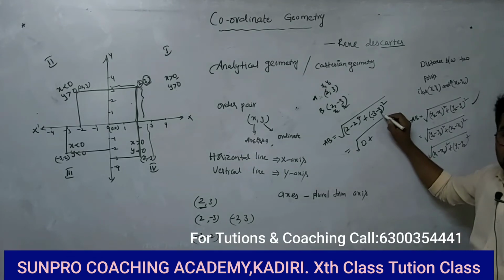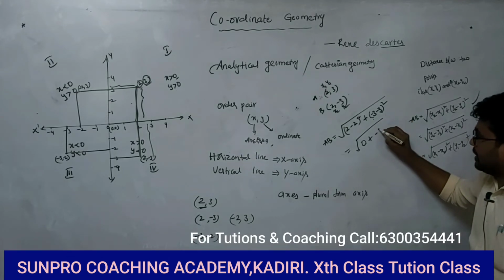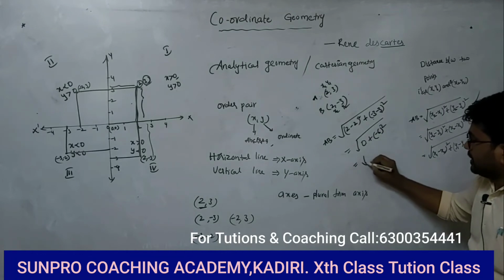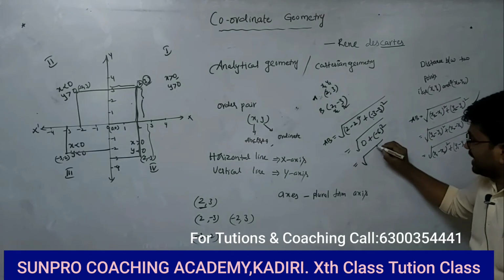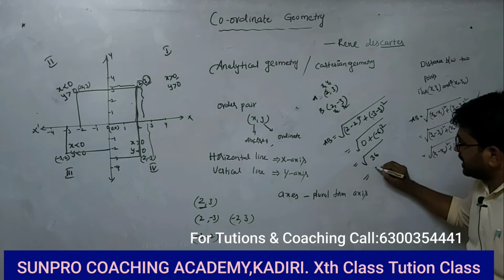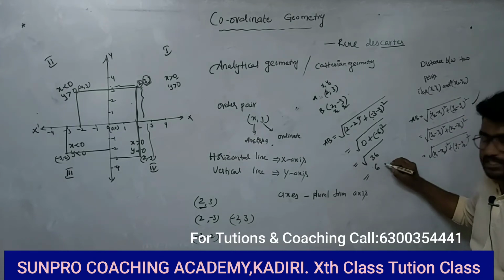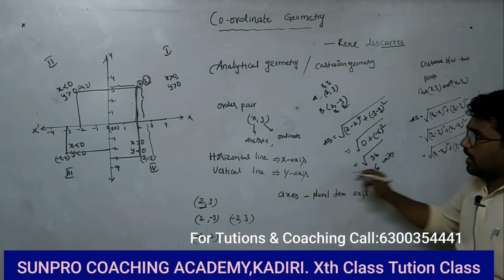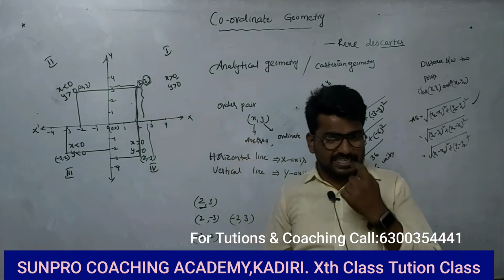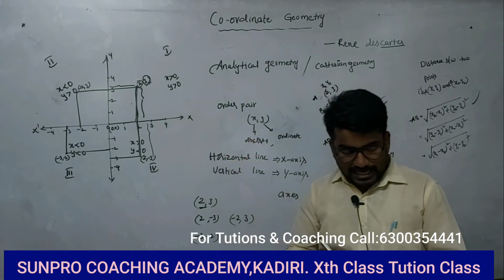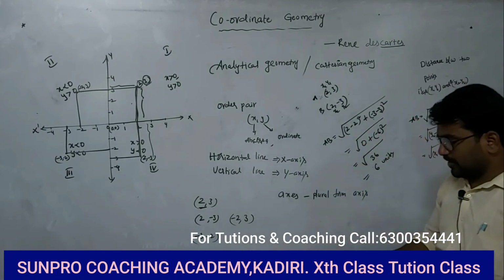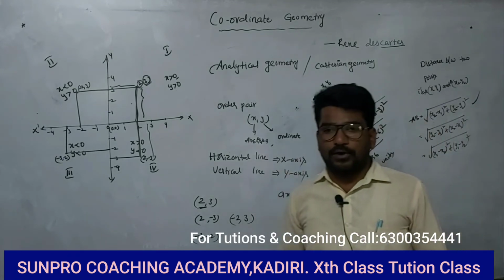Yes, minus 3 minus 6 whole square. Okay? Yes, 0 plus 6 square is 36. This distance is root 36, which means 6 units. Also we got the same here, isn't it? That's now the distance formula from origin to a point.